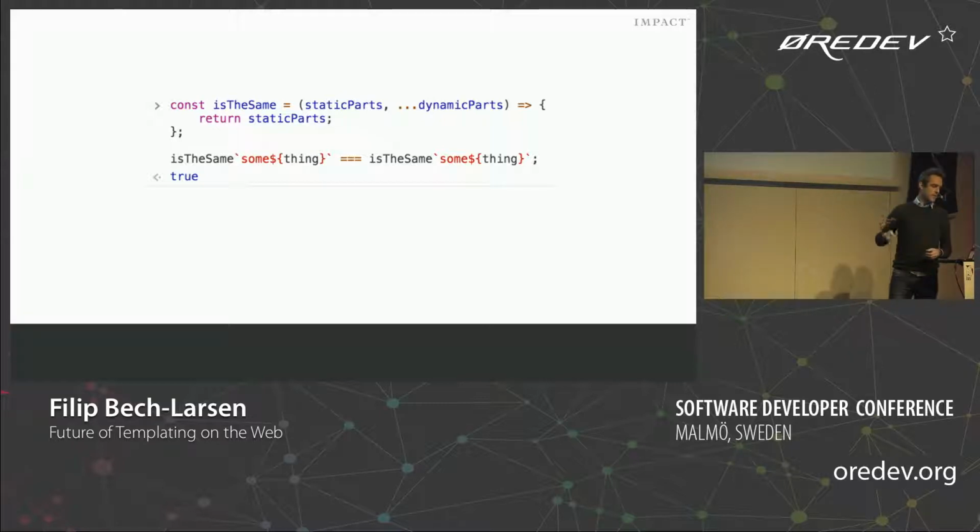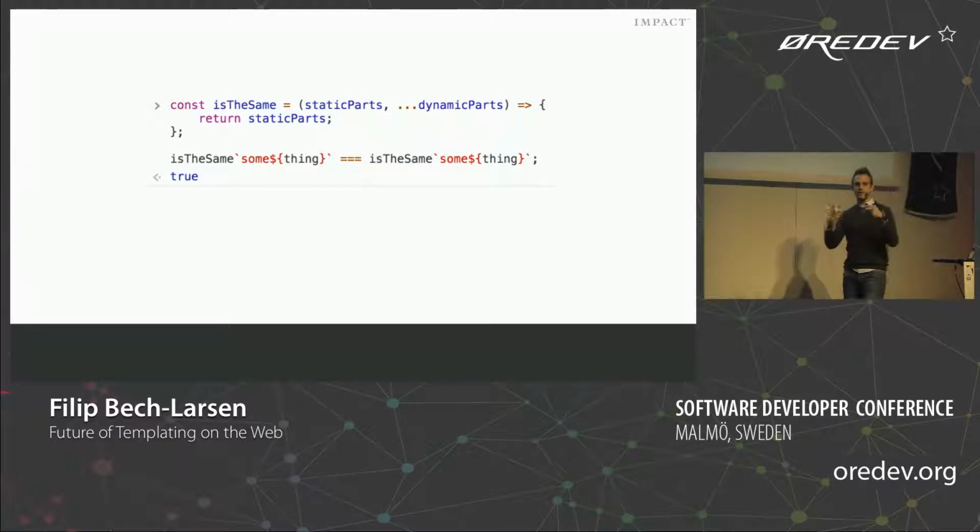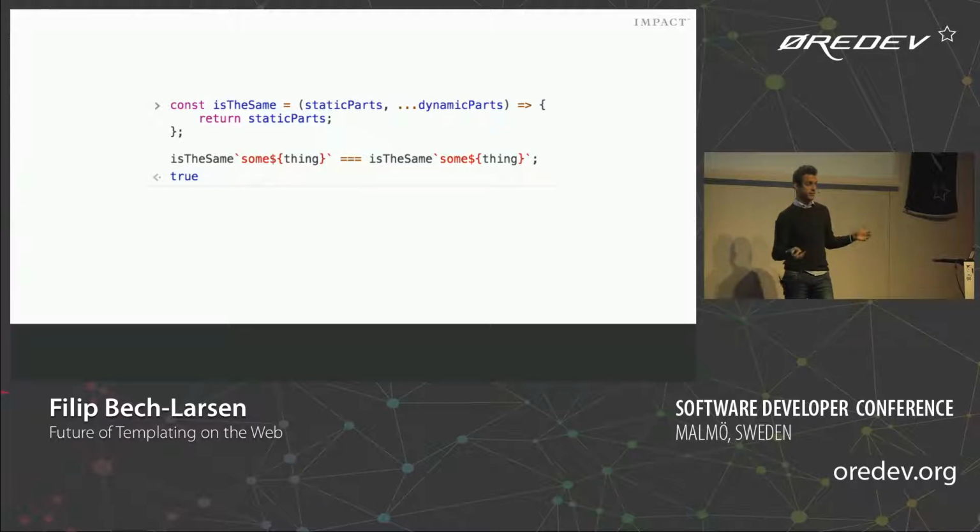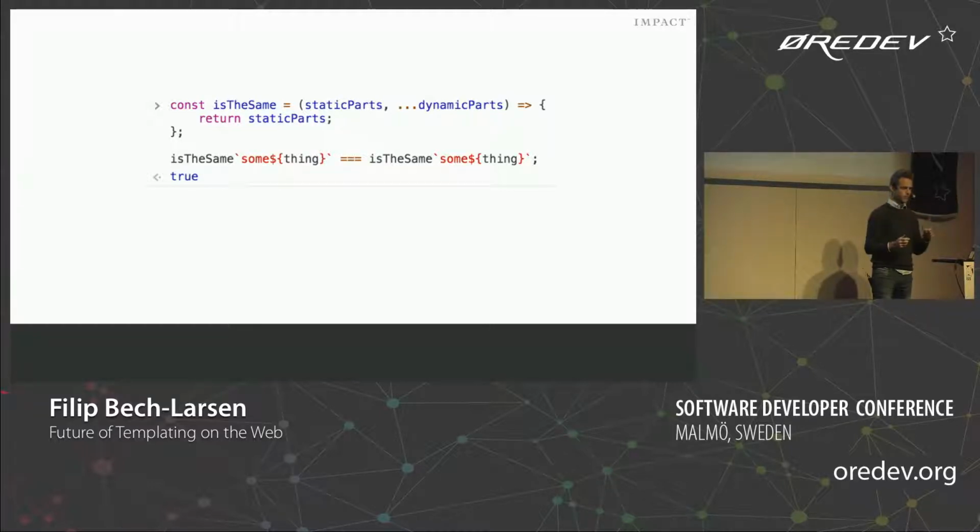But here you see the static parts. This is a tag that just returns the static parts, so just the array. And here I'm just calling it twice with the same template literal, and seeing that it's actually the same identity of the object or the array that's being returned. So that's a pretty cool feature, and I'll come back to why in just a second.